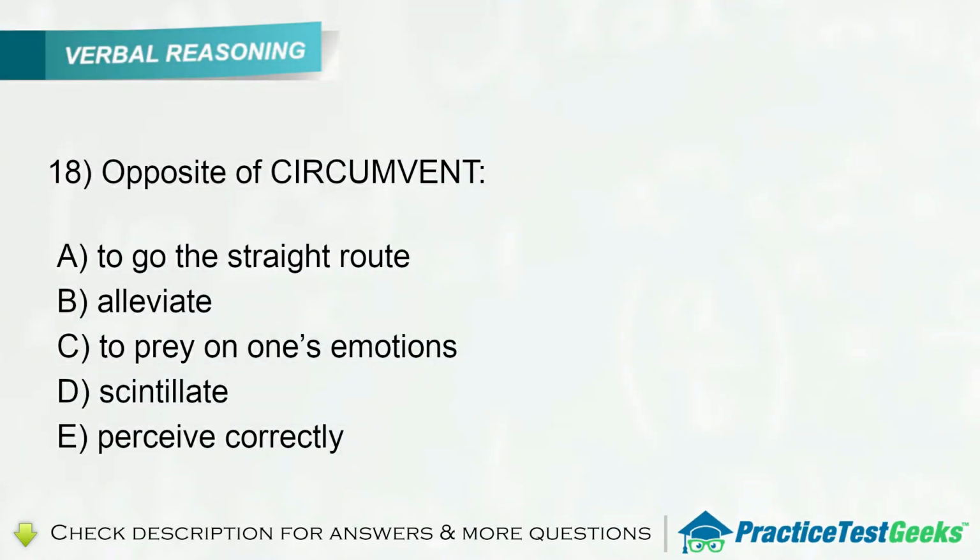Question 18. Opposite of circumvent. A. To go the straight route. B. Alleviate. C. To prey on one's emotions. D. Scintillate. E. Perceive correctly.